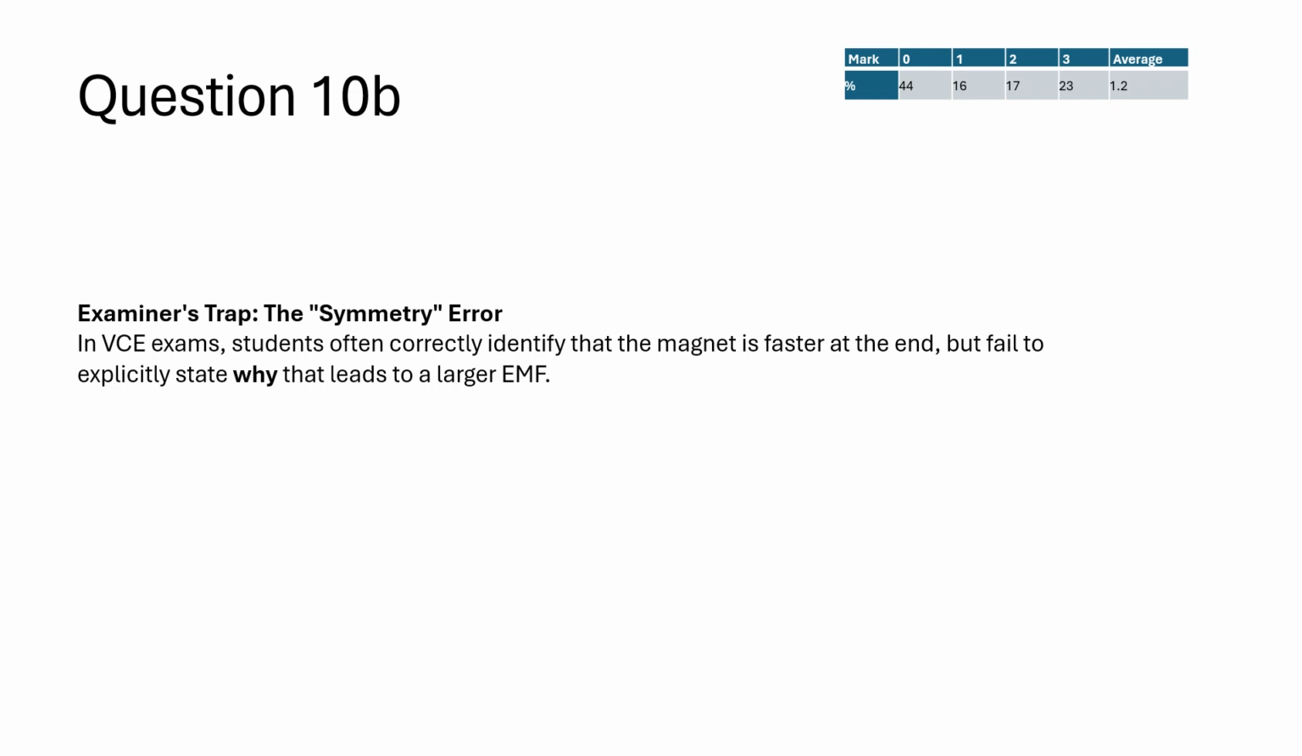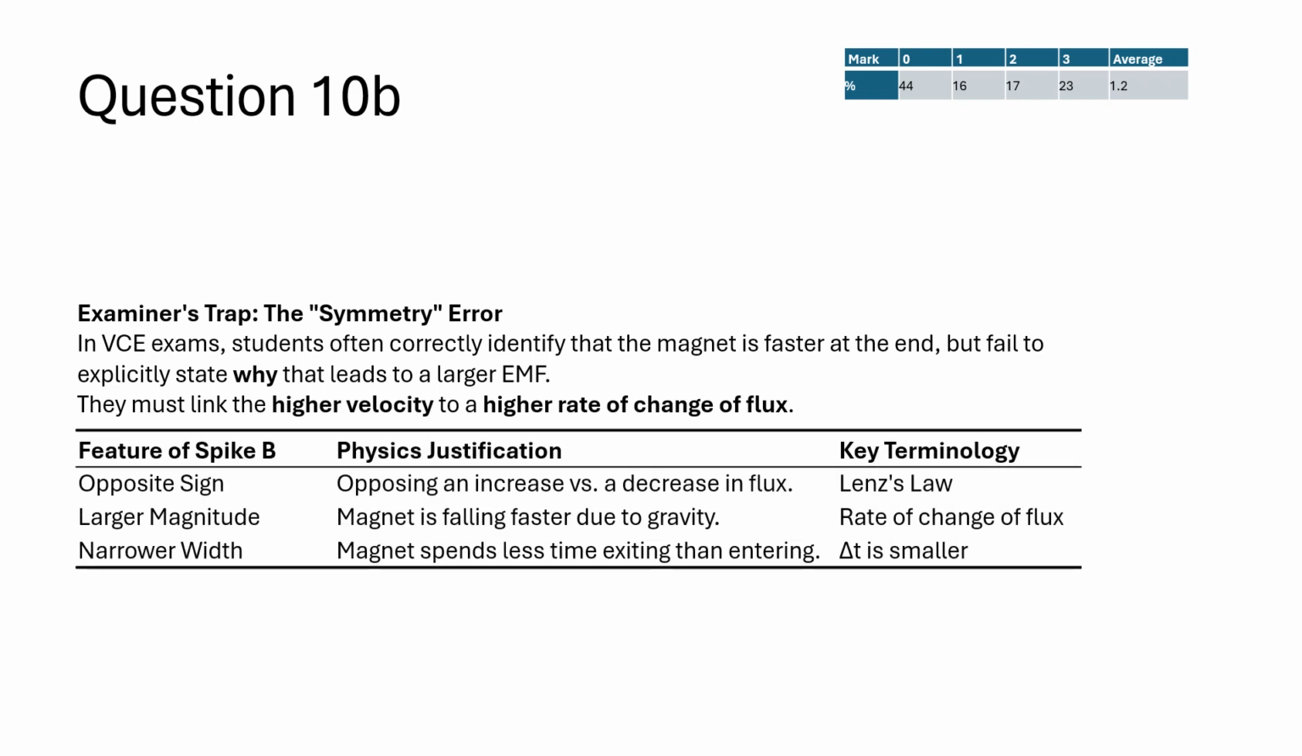Examiner's trap, the symmetry error. In VCE exams, students often correctly identify that the magnet is faster at the end, but fail to explicitly state why that leads to a larger EMF. They must link the higher velocity to a higher rate of change of flux.